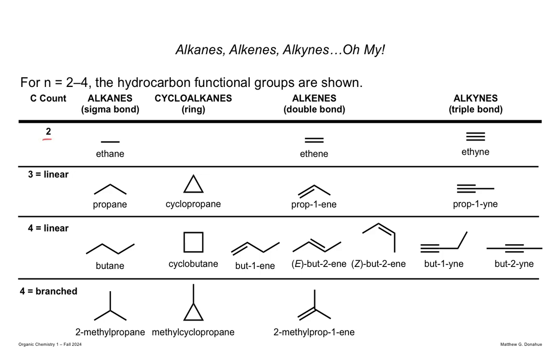So for 2 carbons, the alkane is ethane, the alkene is ethene, and the alkyne is ethyne. For 3 carbons, we have propane. And now 3 is the minimum number of atoms you need to form a ring. So 1, 2, 3. If we take carbons 1 and 3, bond them together, we can make a ring. And then we put this word cyclo in front of it, so cyclopropane.